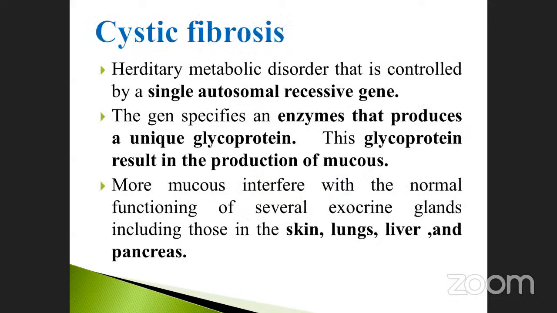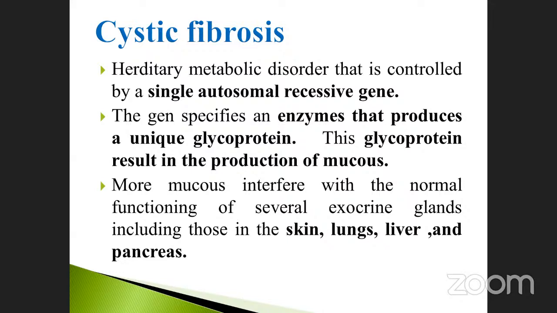Don't forget. Okay. And the next one is called cystic fibrosis. It is also another type of hereditary metabolic disorder. See here one by one. It is controlled by a single autosome. Autosome means somatic cell, particularly a recessive gene. Don't forget, it does not come under the sex-linked chromosome. It comes under the autosomal recessive gene.